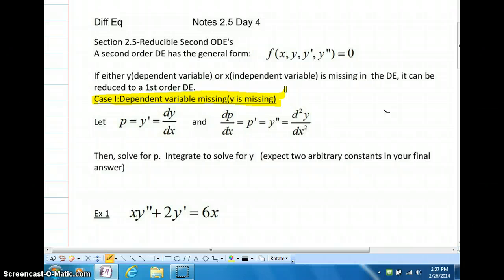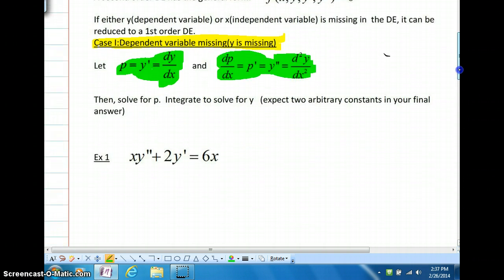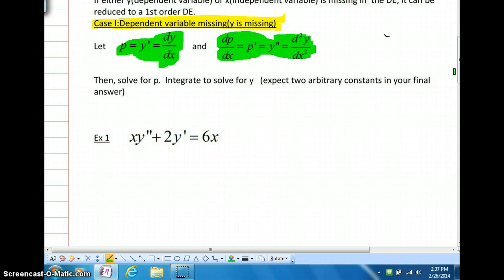How about wherever we see y prime, wherever we have dy dx, we say, you know what, let's just call that p. And then if we took our second derivative of y, that, of course, would be p prime. So what's the advantage of this? Well, you can see incredibly fast something wonderful is going to happen. You're going to have a first order differential equation. Once you make that substitution, we're going to expect to find two arbitrary constants.